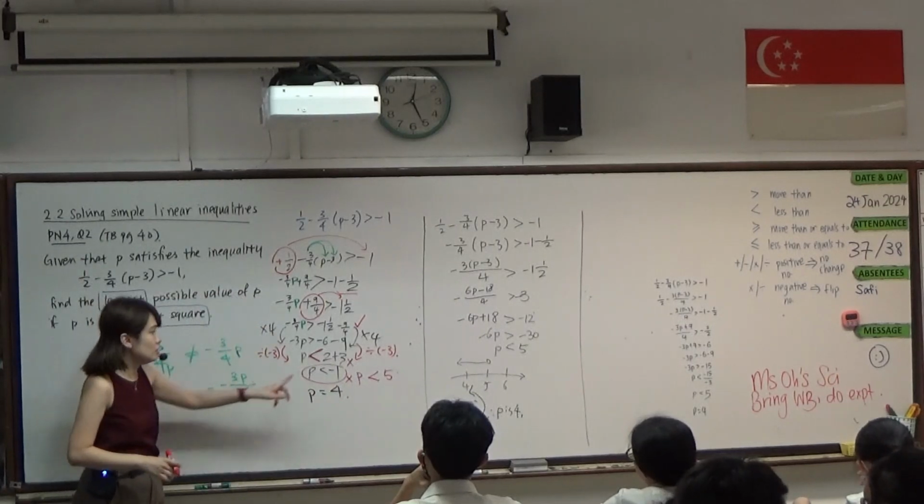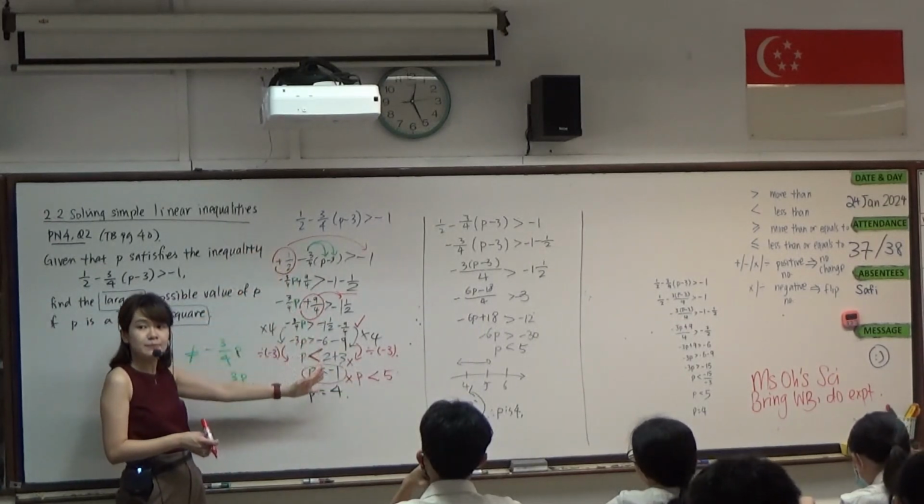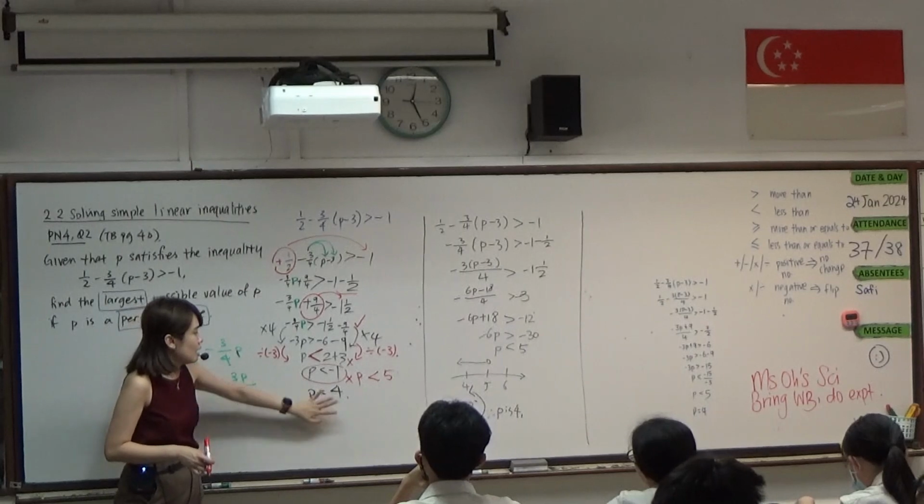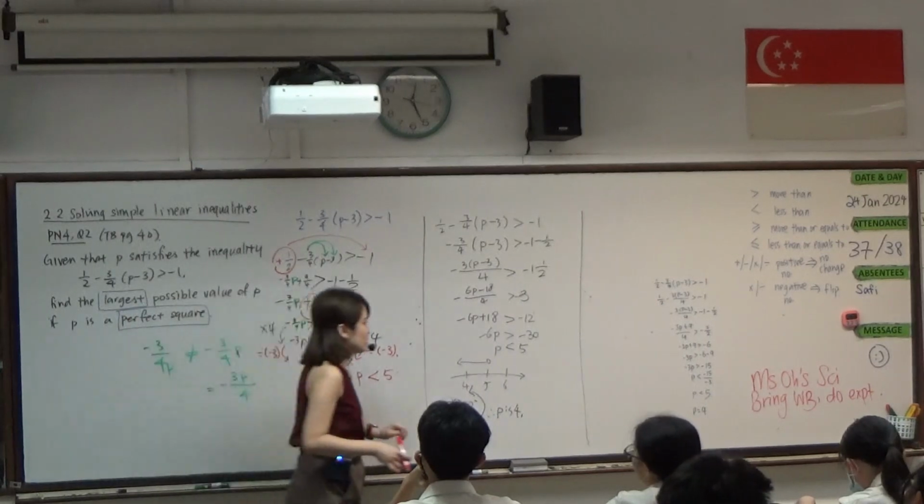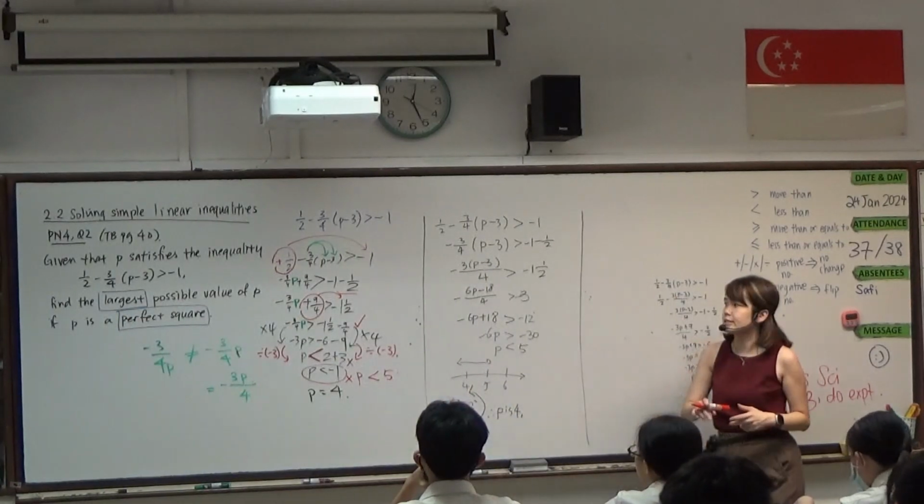So are we okay with this step of working? Are we clear? The p equals 4, I'll come back to it later on. We look at solving of the inequality first.